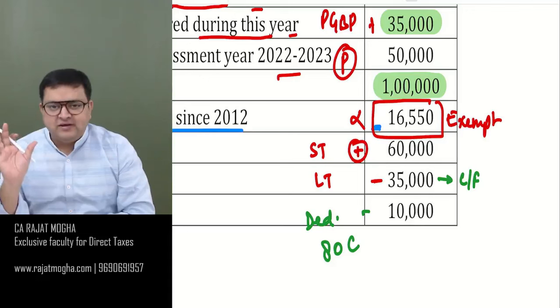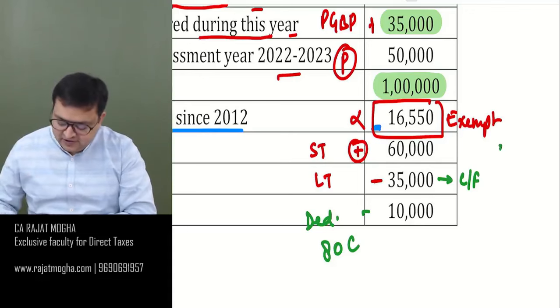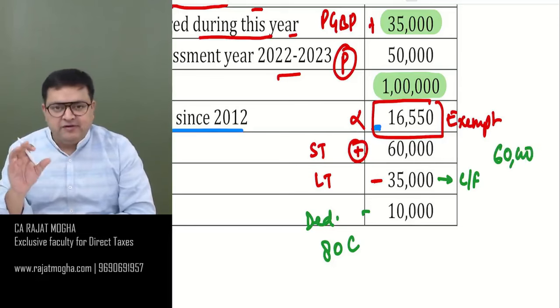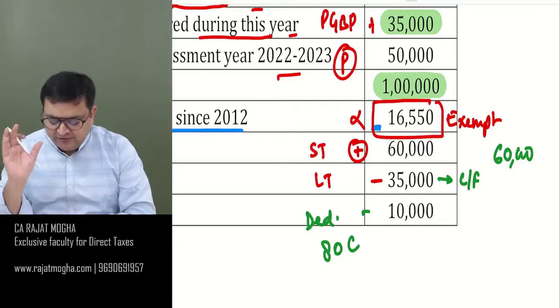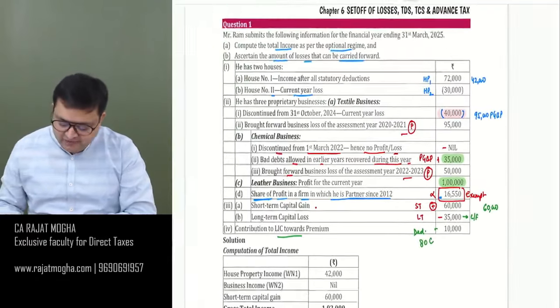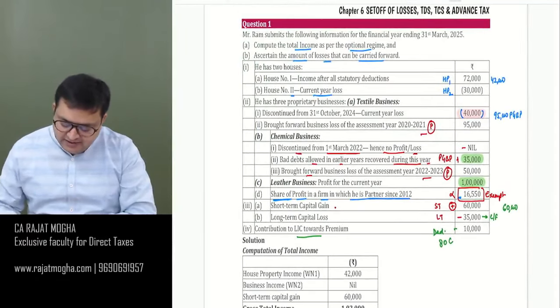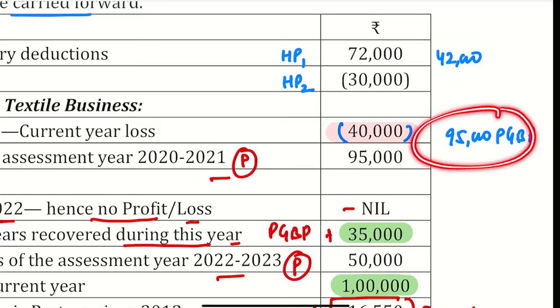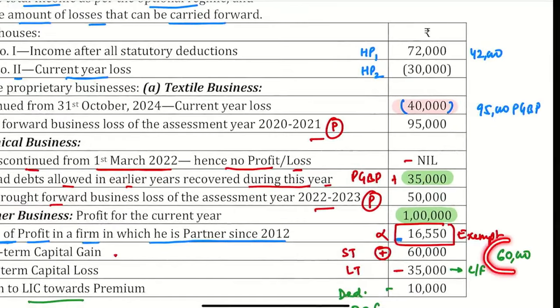35,000 loss will be carried forward. So short term, we have income, right? So 60,000, we have capital gain income this year. Short term, we have income, 35,000 to be carried forward. Okay. So now we have the house property income as 42, PGBP income as 95, capital gain as 60,000. Correct. Now let us see the brought forward thing also.